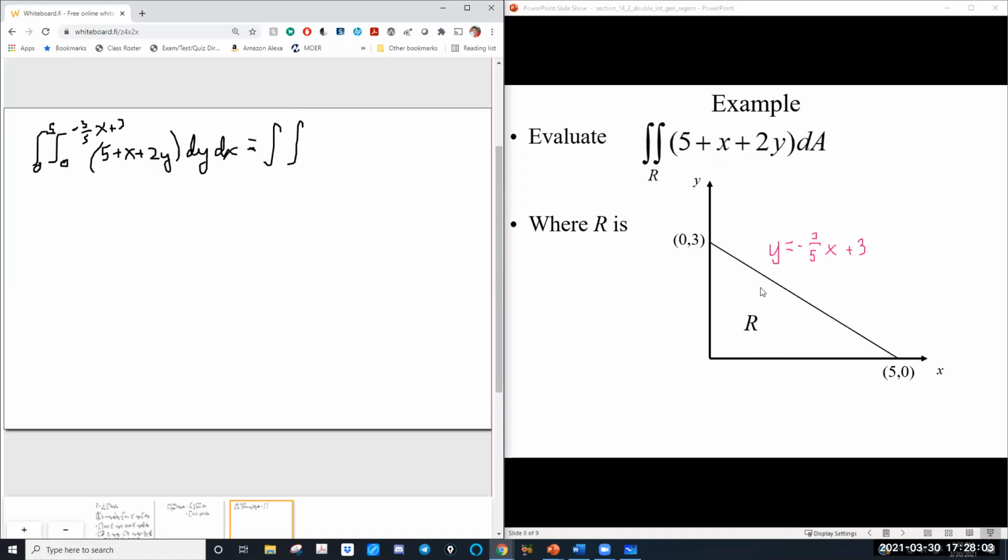So now we're going to go left to right, bottom to top. So we're going to do dx first. So 5 plus x plus 2y. We've decided to do dx first. That means our limits need to be in terms of y.